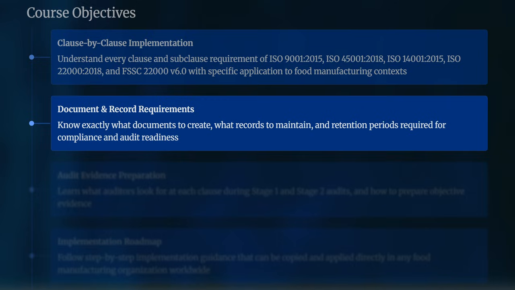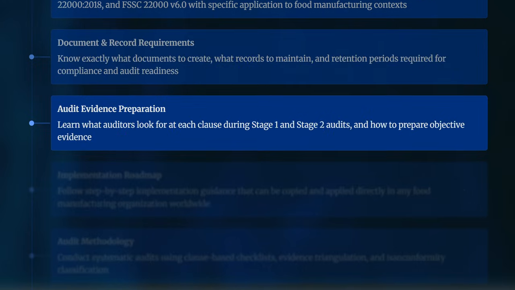Then you will learn the document and record requirements. You will know exactly what documents to create, what records to maintain, and the retention period required for compliance and audit readiness. Also, you will learn audit evidence preparation: what auditors look for at each clause during stage 1 and stage 2 audits, and how to prepare objective evidence.